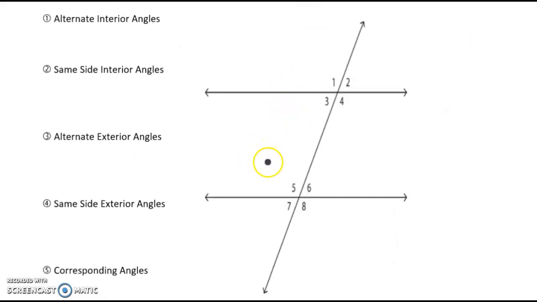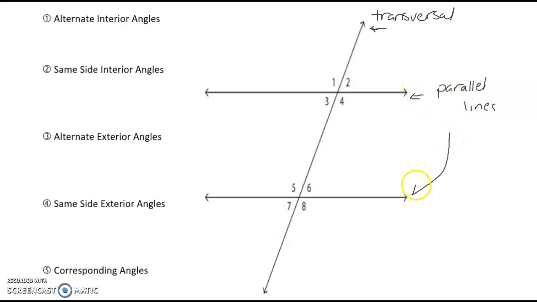Okay, so looking here, we have a transversal. That's this line right here. And then we have our parallel lines, this one and this one. Okay, so alternate interior angles.